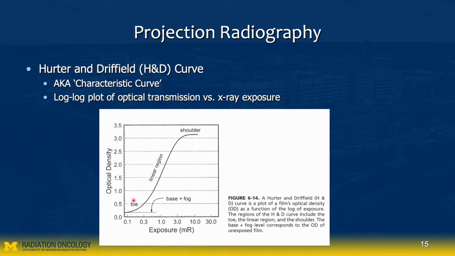Okay. So here you see, without any radiation, you will have some optical density that we defined as base plus fog. Then you have the toe, and then this linear region where you can correlate the exposure and optical density, and then it will saturate after a certain amount of radiation. So in other words, if you measure optical density, you can correlate that to the amount of radiation.